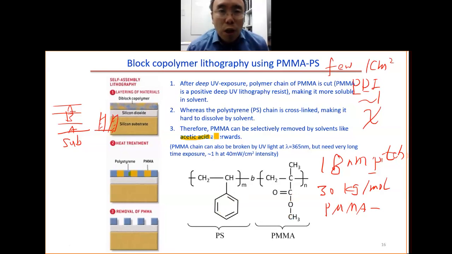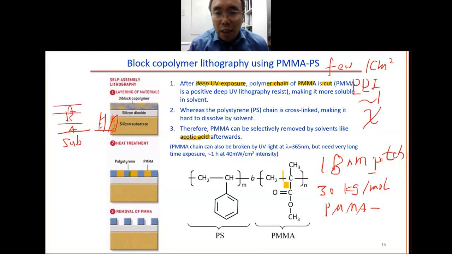But what can we do? We can do a deep UV exposure, which means you shine deep UV light. The PMMA is a positive resist, so the chain will be cut.